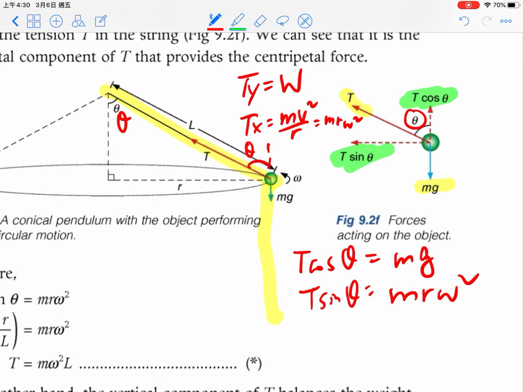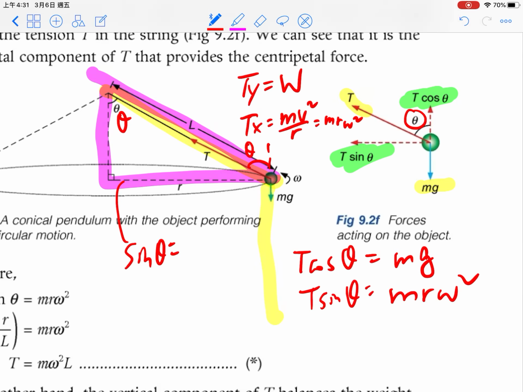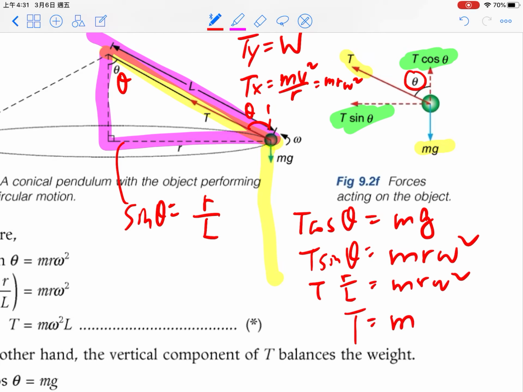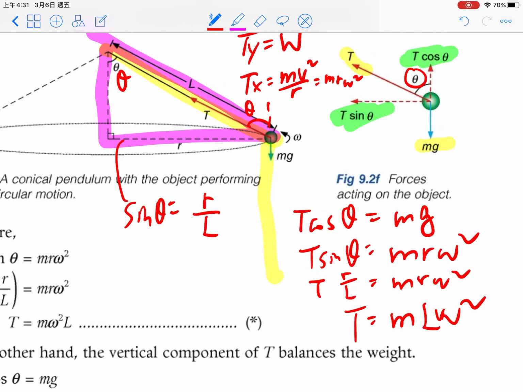What can you see about sine theta? Now look at this angle, look at this triangle. So we have sine theta equal to r over a. So for the equation, we can have T times r over a equal to m r omega squared. So T equal to m a omega squared.